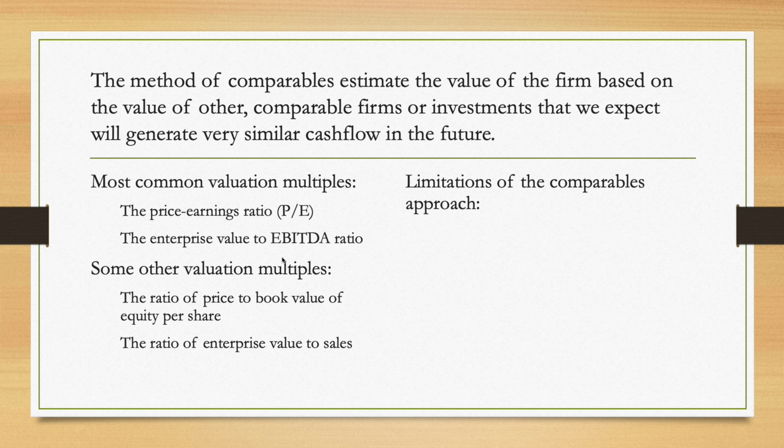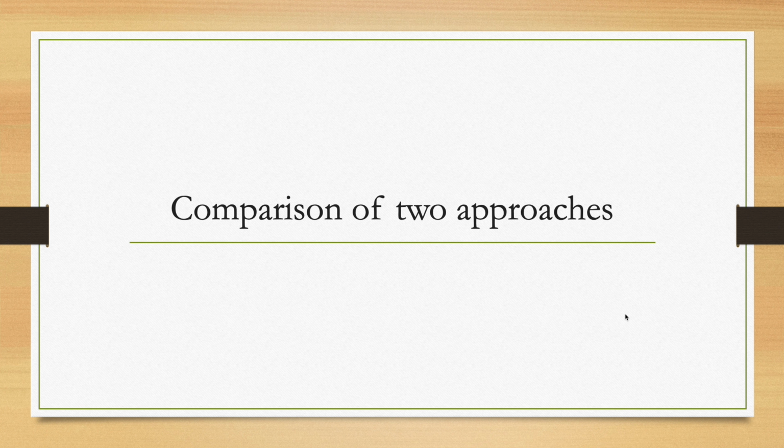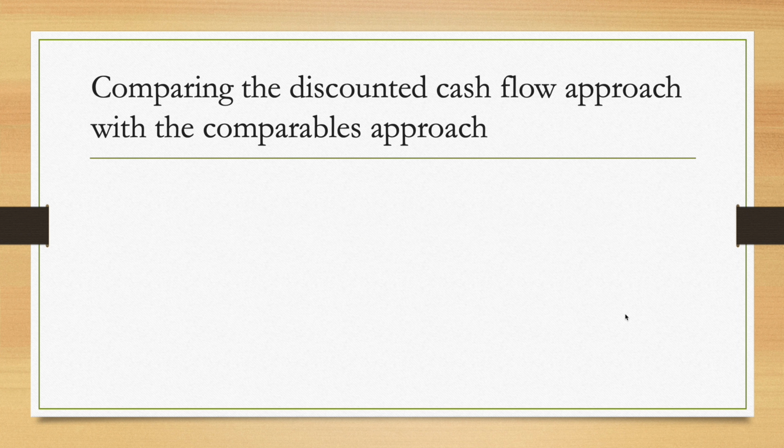Limitations of the comparables approach include: it ignores the important differences among firms, and it only provides information regarding the value of the firm relative to the other firms in the comparison set. In other words, it doesn't provide information on the absolute value of the firm. Part 3, which is also the last part of today's video: comparison of the two approaches.